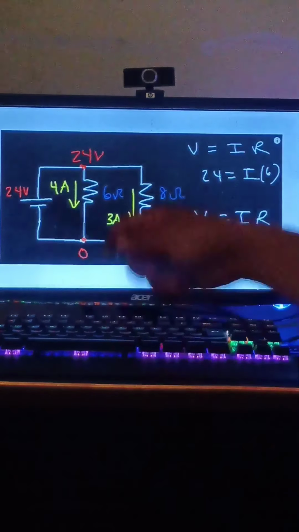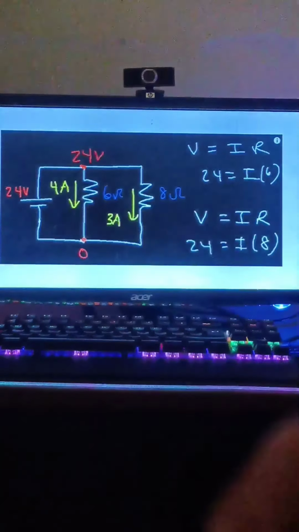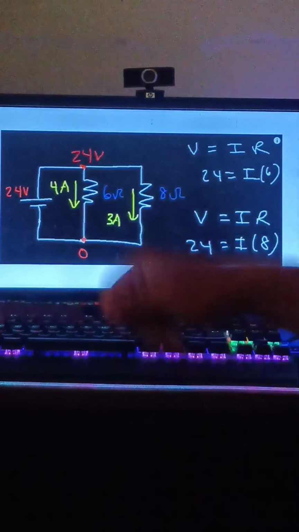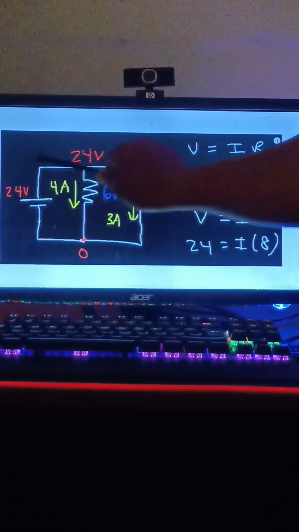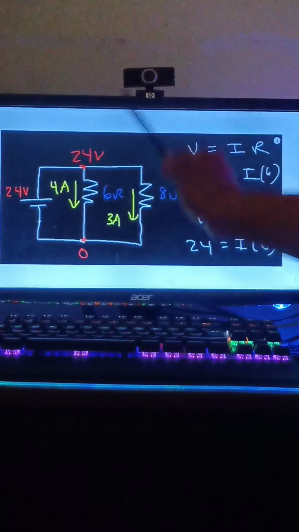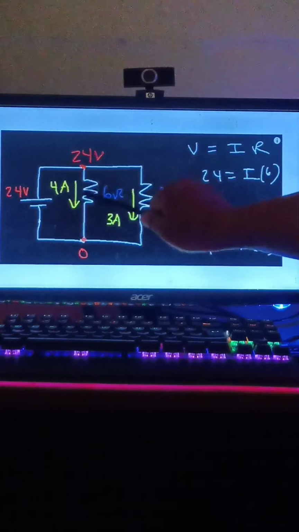To solve the current in the other resistance, the resistance is 8 ohms. We get a current of 3 amperes. So 24 divided by 8 is 3. So you know, the currents are different. Unlike in series where there is only one current, in parallel they are different.